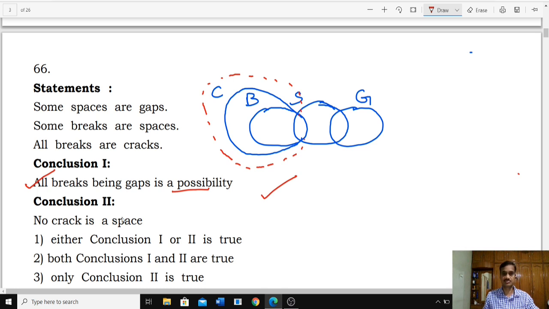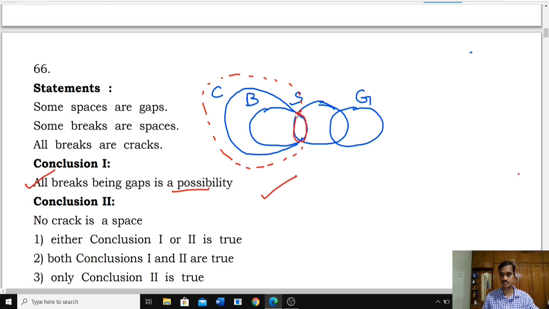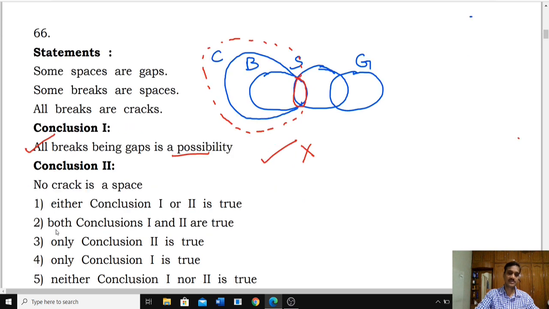Second, no crack is a space. Space is here, crack is here. This is the intersection between these two, isn't it? And there are some cracks which are spaces is true. Hence no crack is a space is false. Hence only conclusion 1 is true, and it is given in choice 4. Question number 66, it is choice 4.